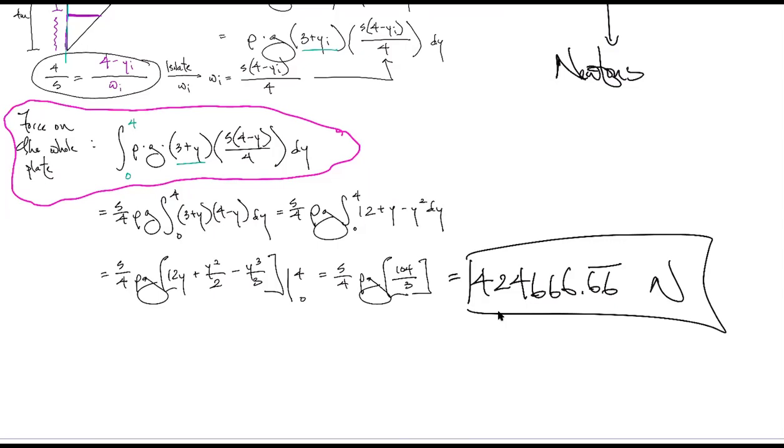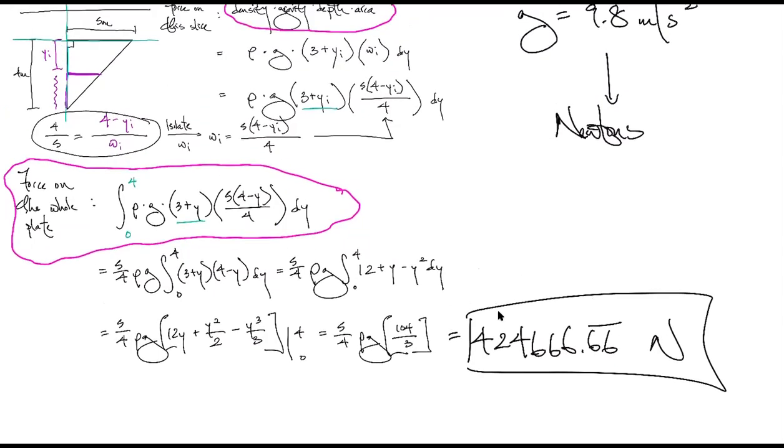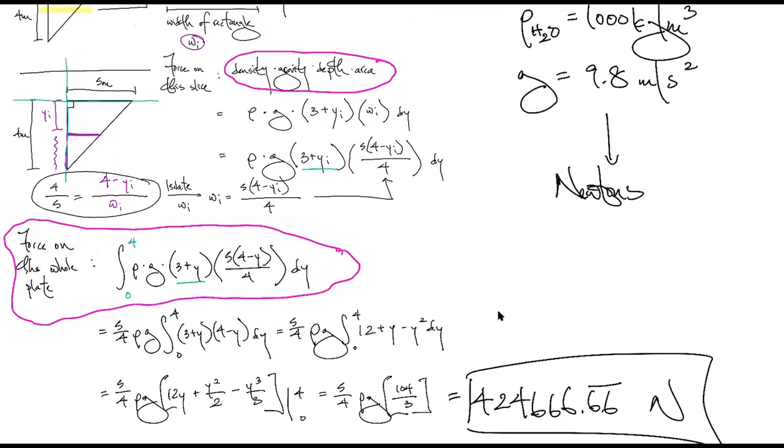At the end, we had our integral, where we were looking at the density and the gravity, but the depth, this 3 plus y, we're going to talk more about where that comes from today and how that applies to different ones. And then for this part right here, we had to use the idea of similar triangles to find the equation.